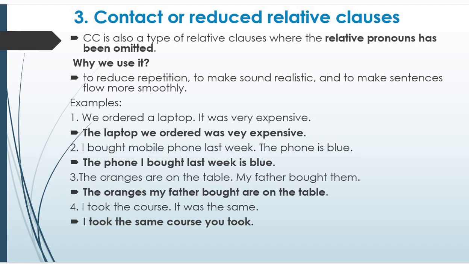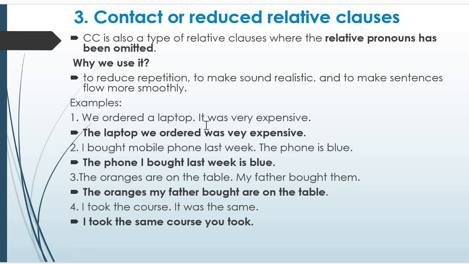A contact or reduced relative clause is the third type of relative clause, where the relative pronoun has been omitted. We have to omit the relative pronoun, and then the sentence still makes sense. Why do we use such relative clauses? To reduce repetition, to sound realistic, and to make the sentence flow more smoothly. Here I have some examples of it. Let's see at least two of them.